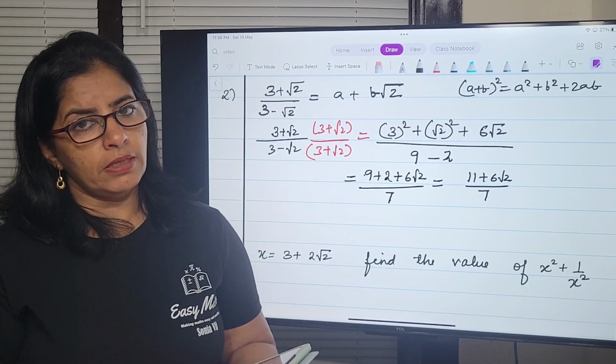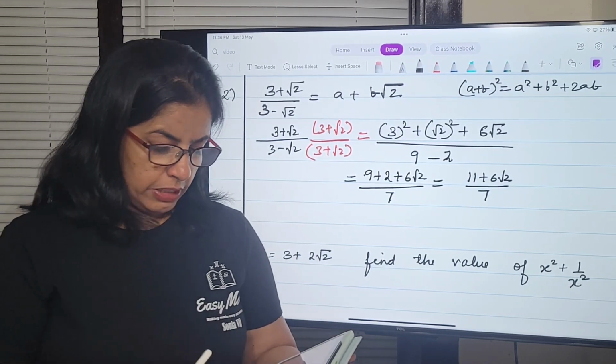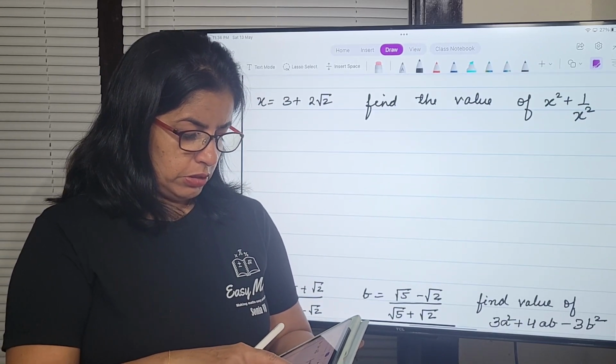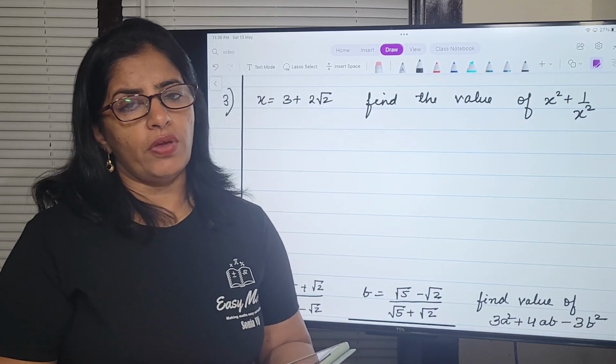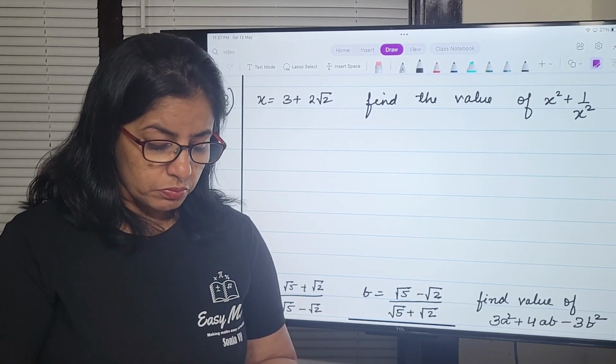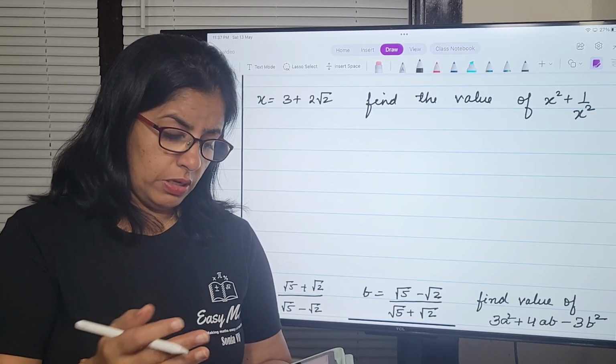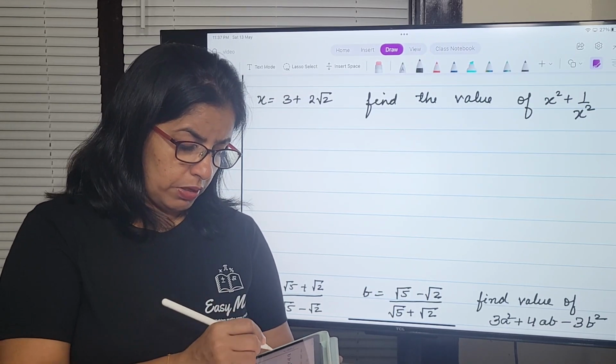So you can see again the denominator is in the form of a rational number. Let's move on to the next question. Here you have to find the value of x square plus 1 upon x square. So there is one way: you find x square and then 1 upon x square.